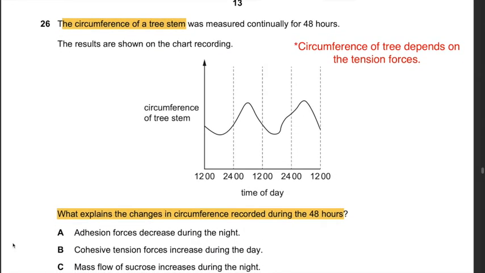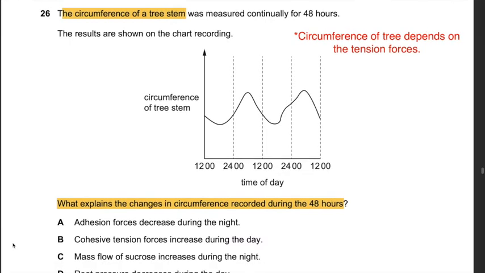Question 26. The circumference of a tree stem was measured continually for 48 hours. The results are shown on the chart recording. What explains the changes in circumference recorded during the 48 hours? Circumference change of a tree is related to the tension forces, and tension forces change throughout the day. Hence, if we go to the options A, B, C and D, option B talks about the tension forces which increase during the day. Hence, the answer is B.